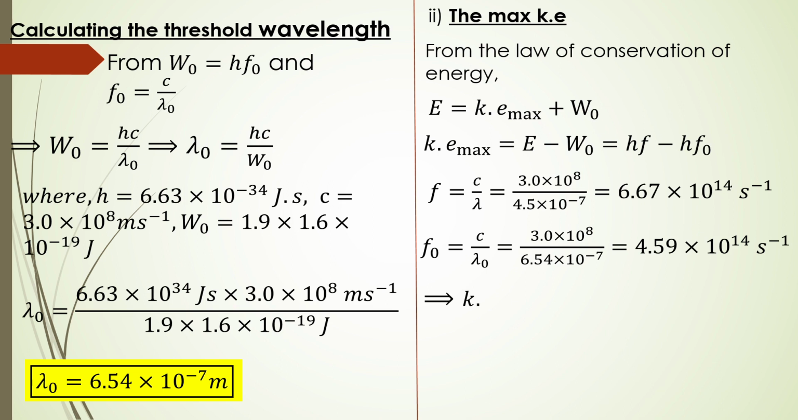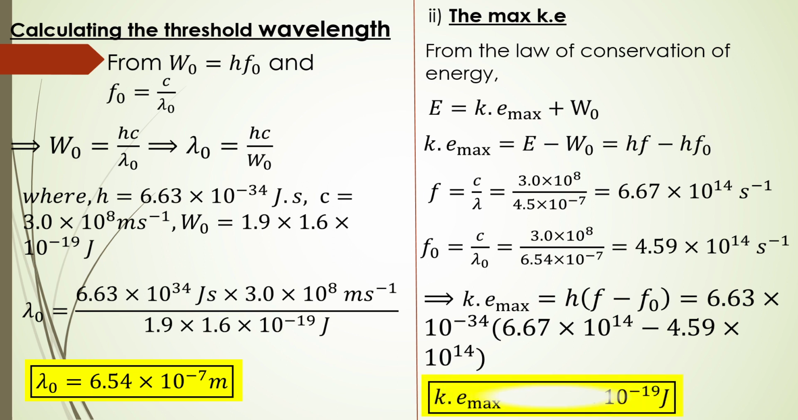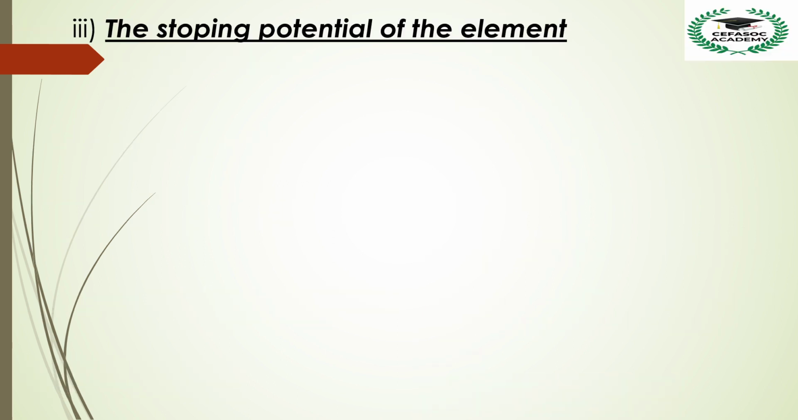From there we can now calculate the maximum kinetic energy, of which we can factor out the H. We have H into F minus F naught. So we have 6.63 times 10 to the negative 34 into 6.67 times 10 to the 14 minus 4.59 times 10 to the 14. Calculating properly, we have kinetic energy as 1.38 times 10 to the negative 19 joules. So that was that for the maximum kinetic energy.